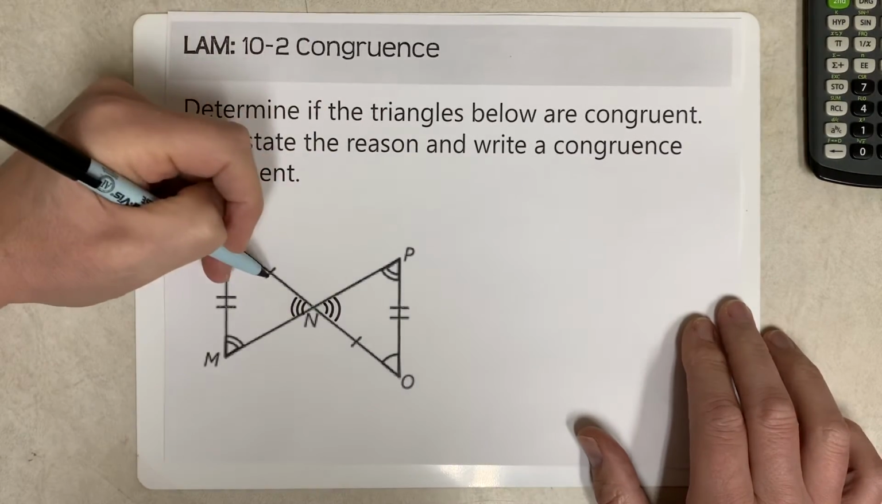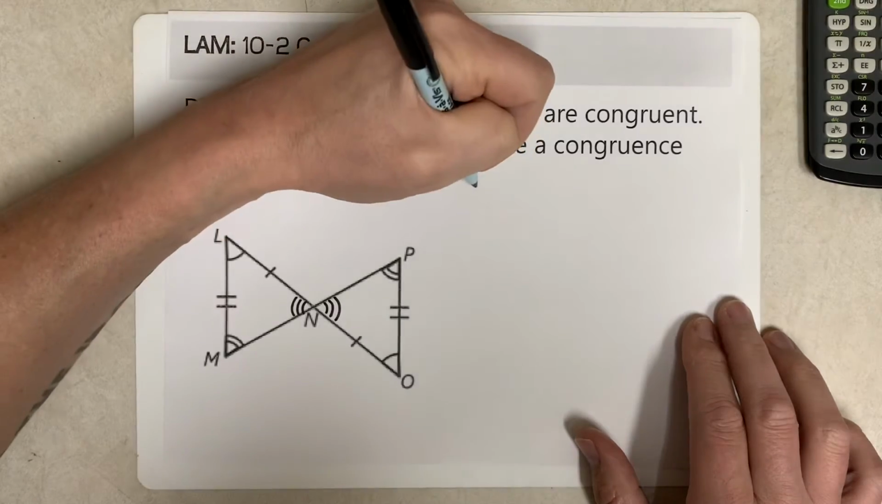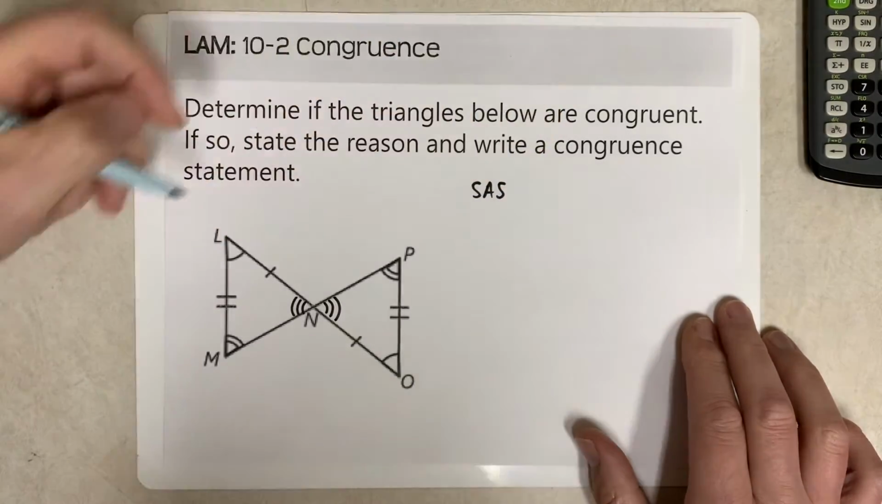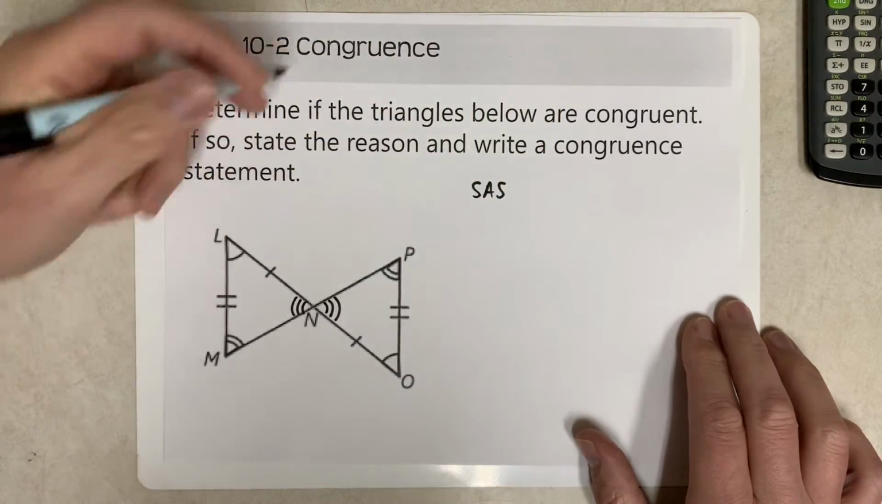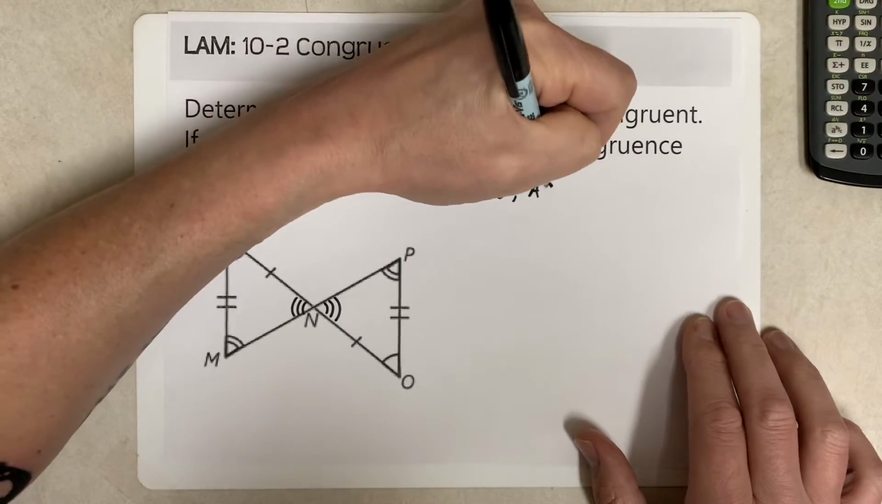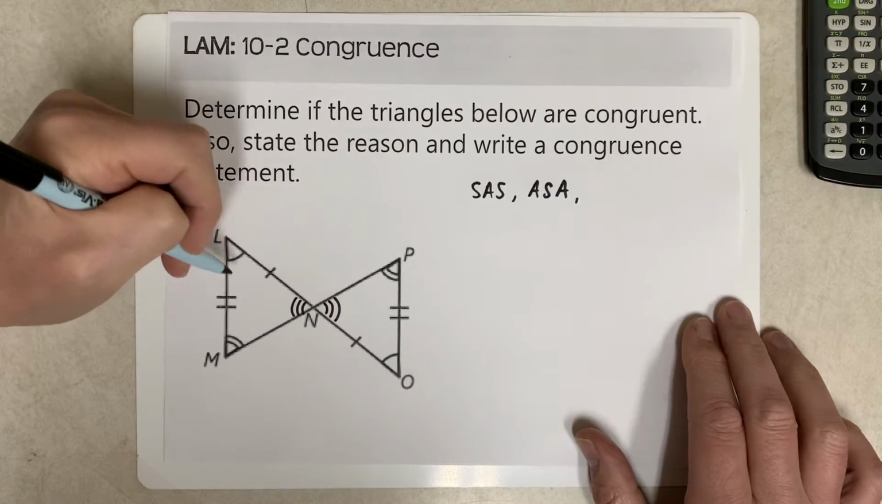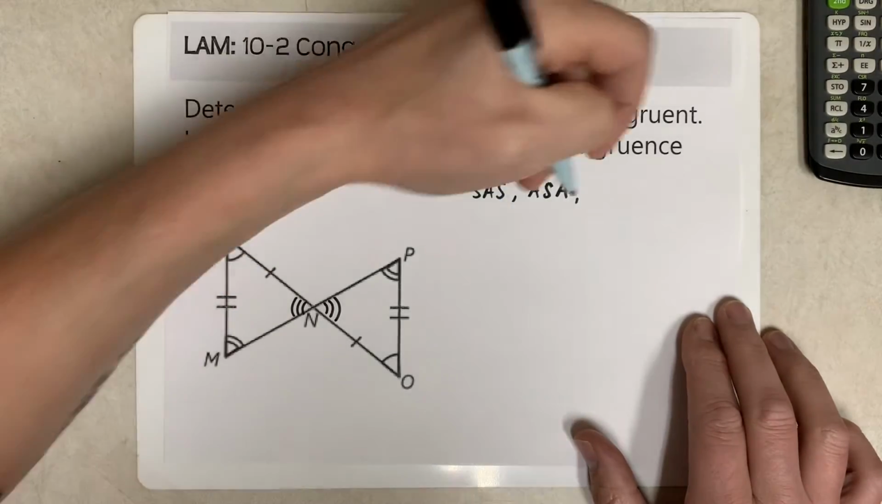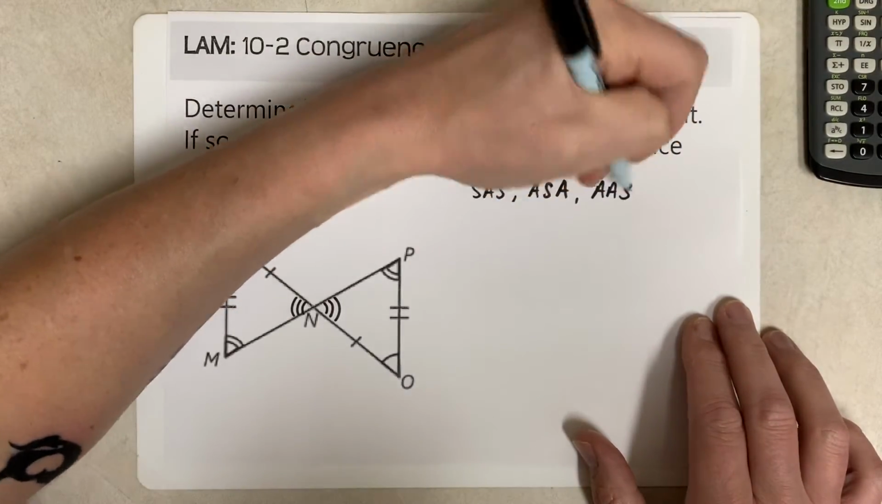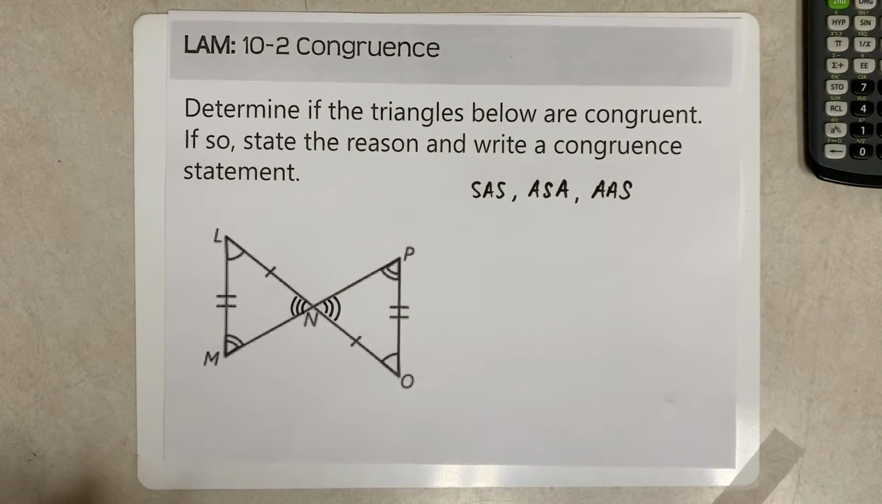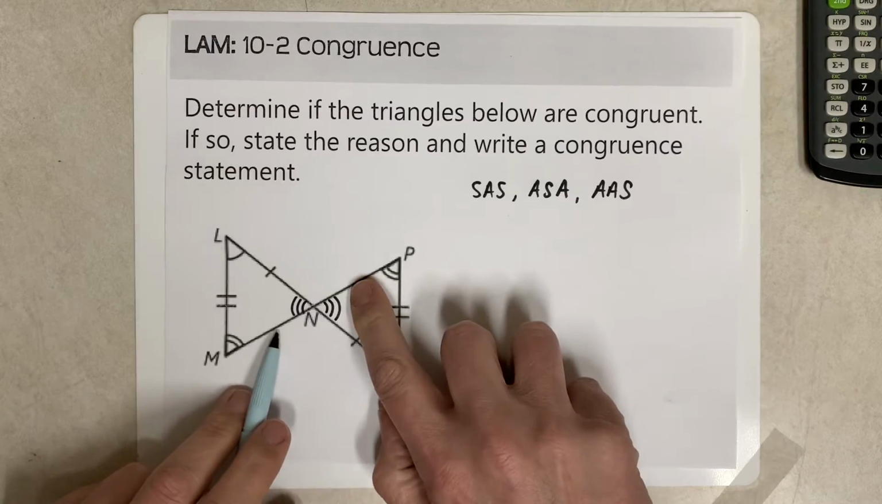So I could either do side, angle, side, or I could do angle, side, angle, or I could do angle, angle, side. So any one of those could be correct for this one. The only one I can't do is SSS because I don't have this side as being given congruent.